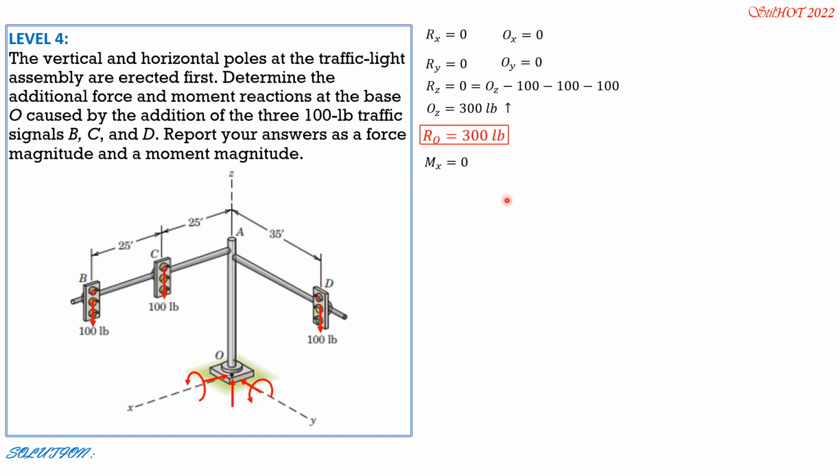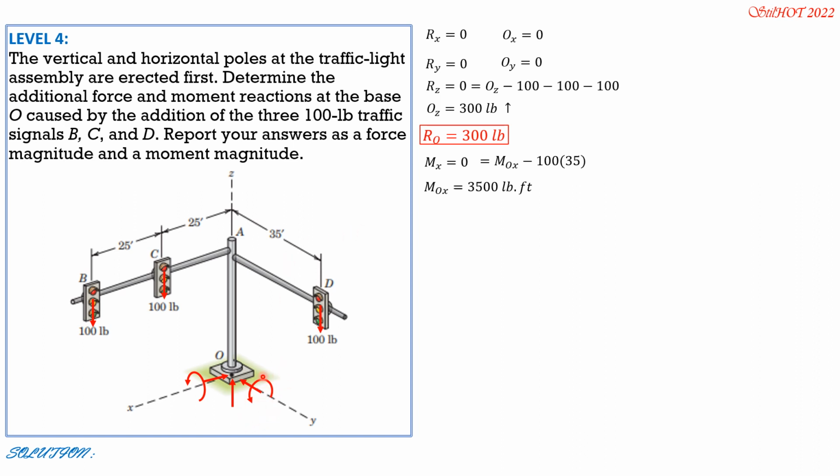Then the moment about the x-axis equals 0. By the right thumb rule, this is the positive sense. So MOx minus 100 times 35 equals 0. So MOx is 3,500 pound-feet.